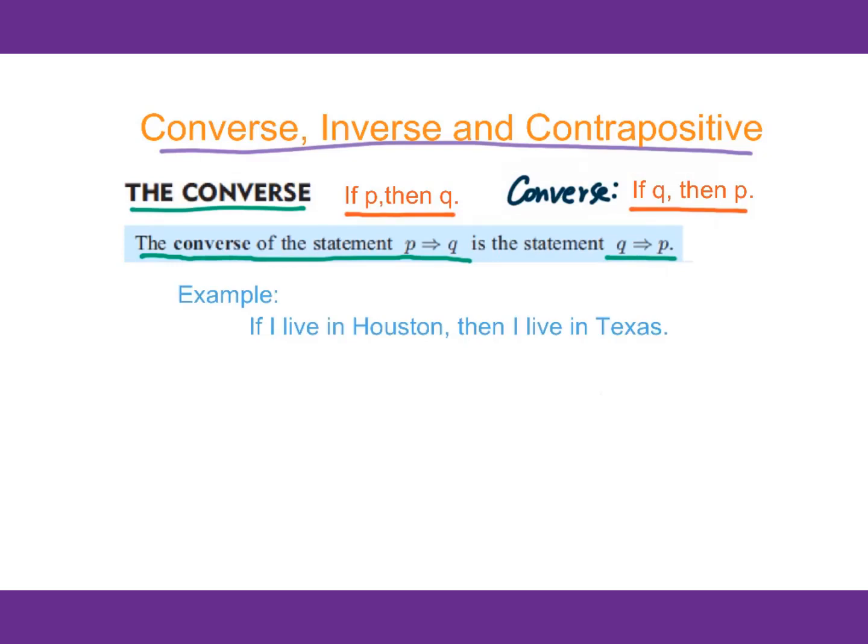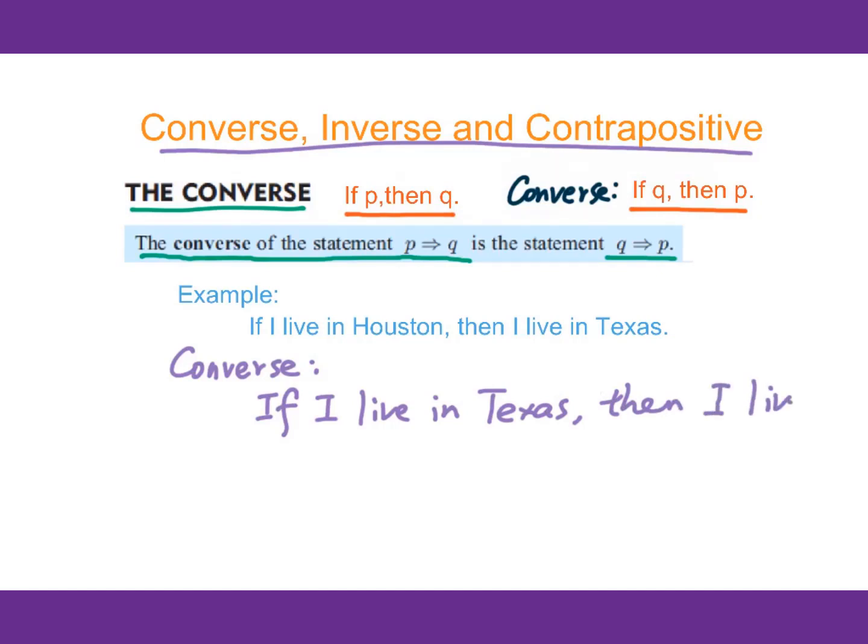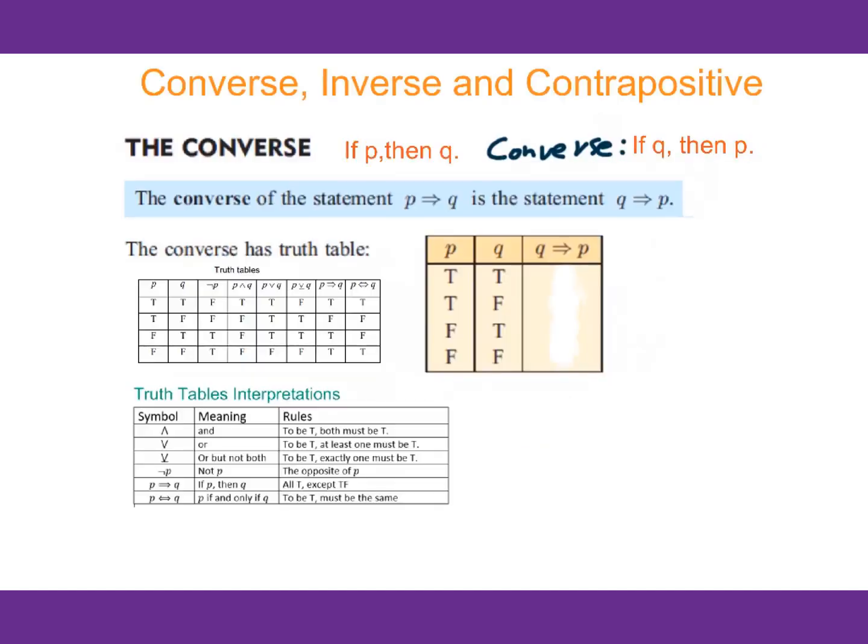For example, if I live in Houston, then I live in Texas. The converse will be if I live in Texas, then I live in Houston. Just need to switch the if and then. That's a converse. The converse has a truth table.